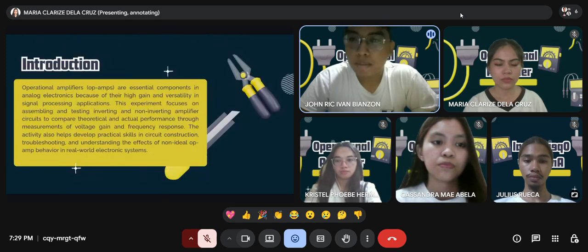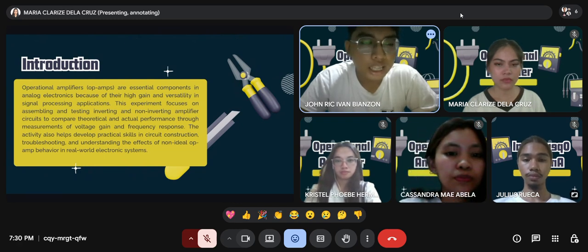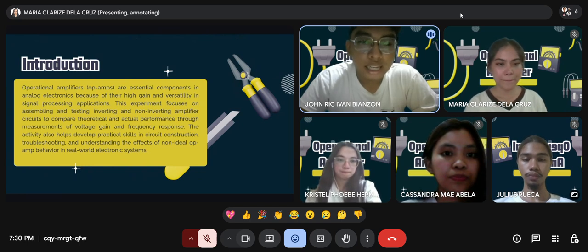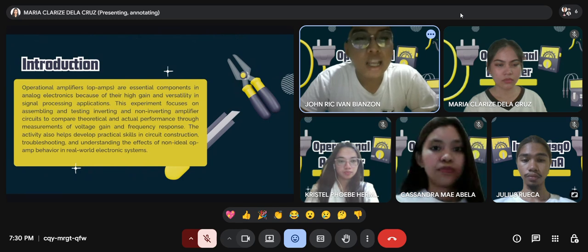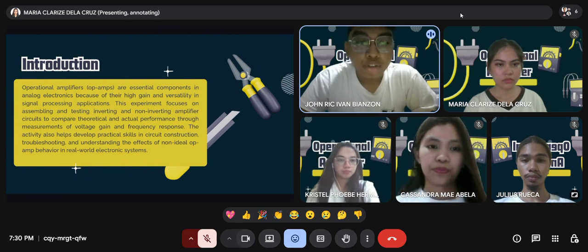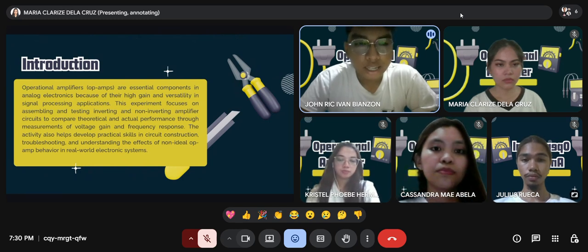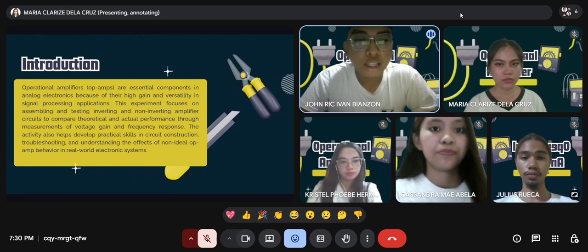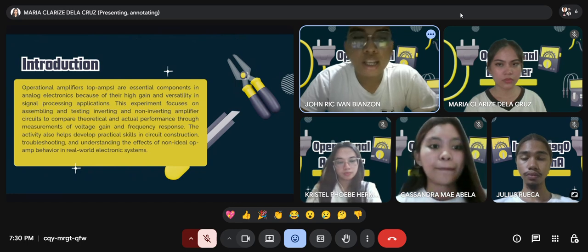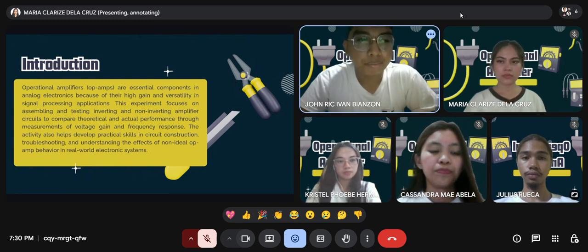To introduce our laboratory, operational amplifiers are essential components in analog electronics because of their high gain and versatility in signal processing applications. This experiment focuses on assembling and testing inverting and non-inverting amplifier circuits to compare theoretical and actual performance through measurements of voltage gain and frequency response. The activity also helps develop practical skills in circuit construction, troubleshooting, and understanding the effects of non-ideal operational amplifier behaviors in real-world electronic systems.